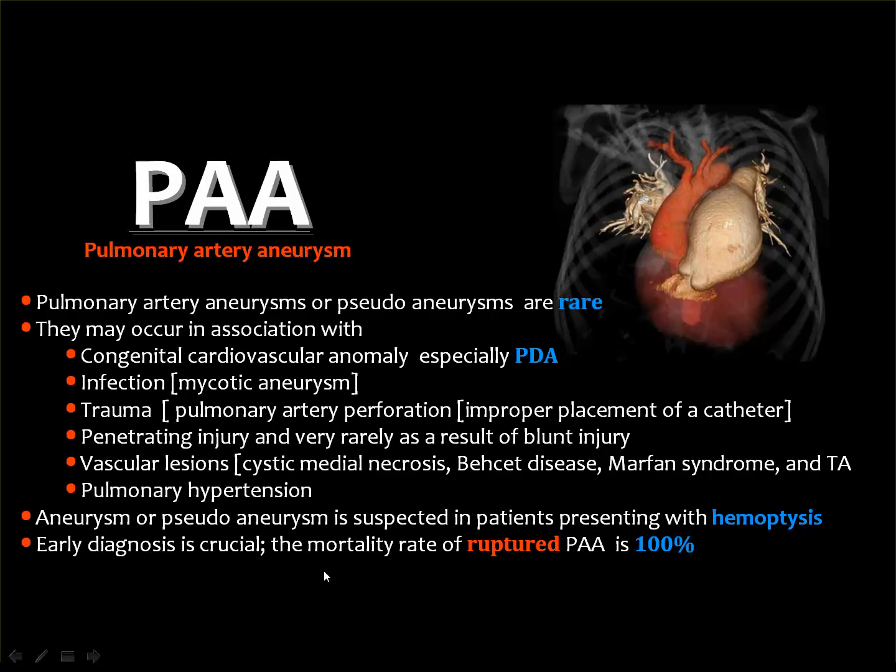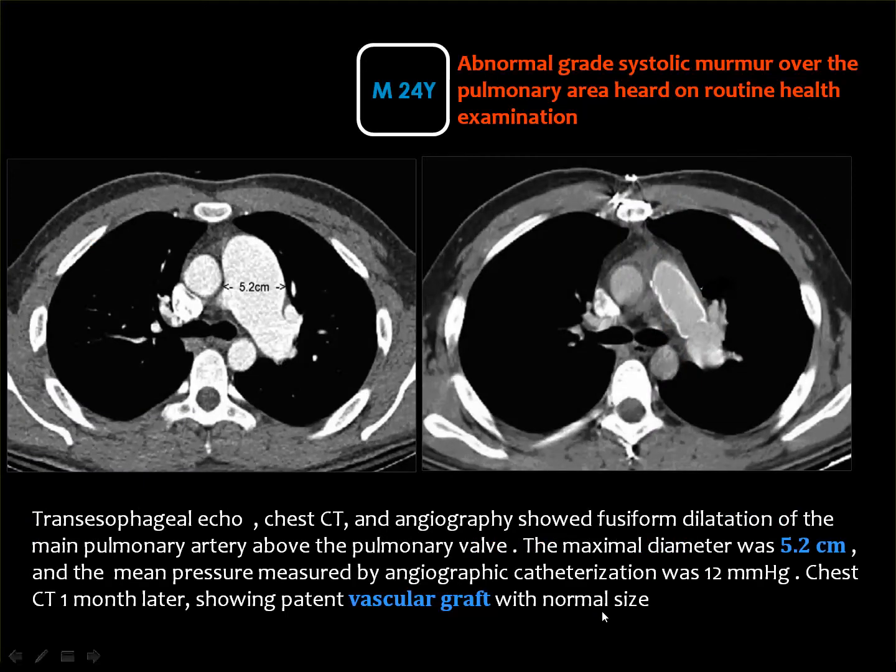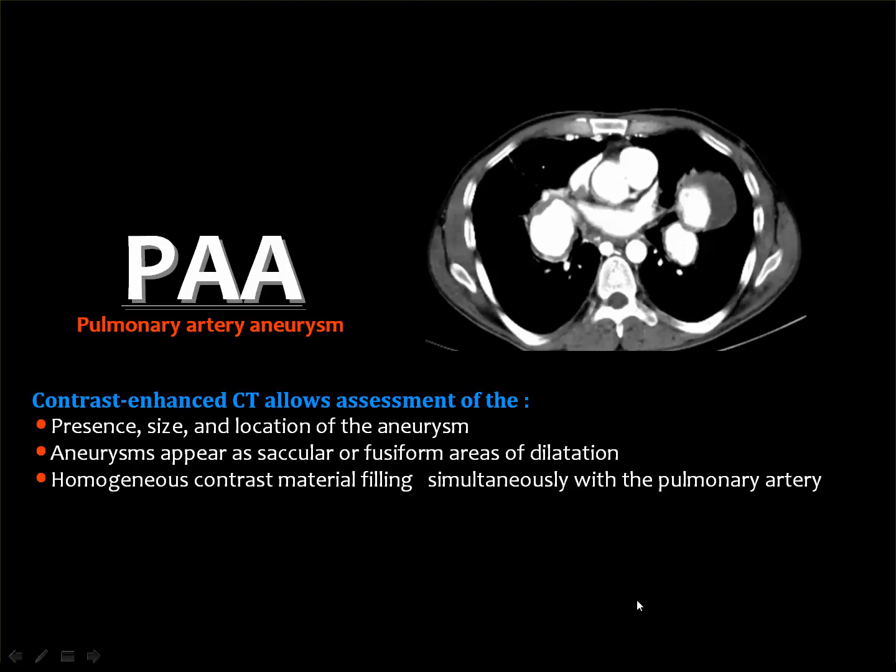Then the main presenting symptom is hemoptysis, and this aneurysm requires early diagnosis since the mortality rate of ruptured pulmonary artery aneurysm is 100%. And this is an example of aneurysmal dilatation of the pulmonary artery and the follow-up after a stent or graft application with approaching the normal appearance, and the graft is also patent.